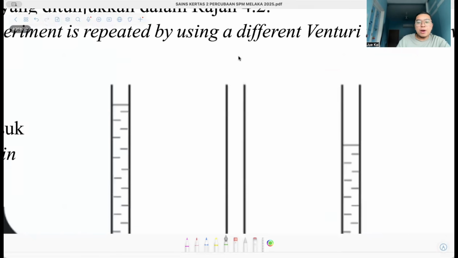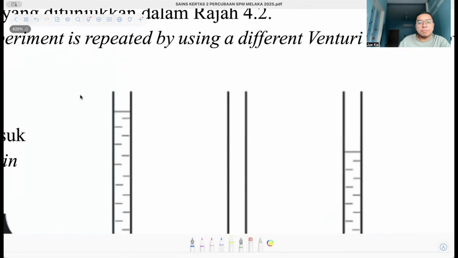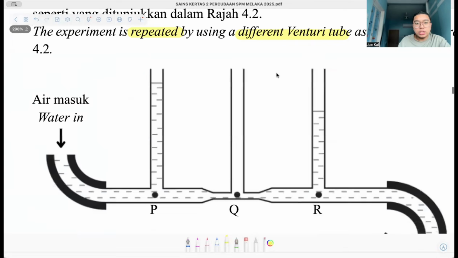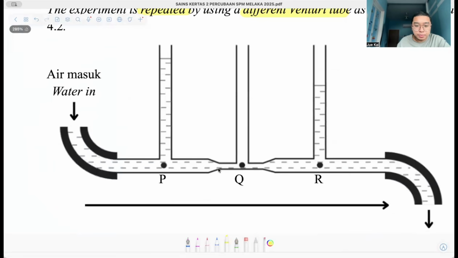So, the experiment is repeated using a different venturi tube, as shown in diagram 4.2. You see this one. Does it have any water here? Have water or no water? No water.